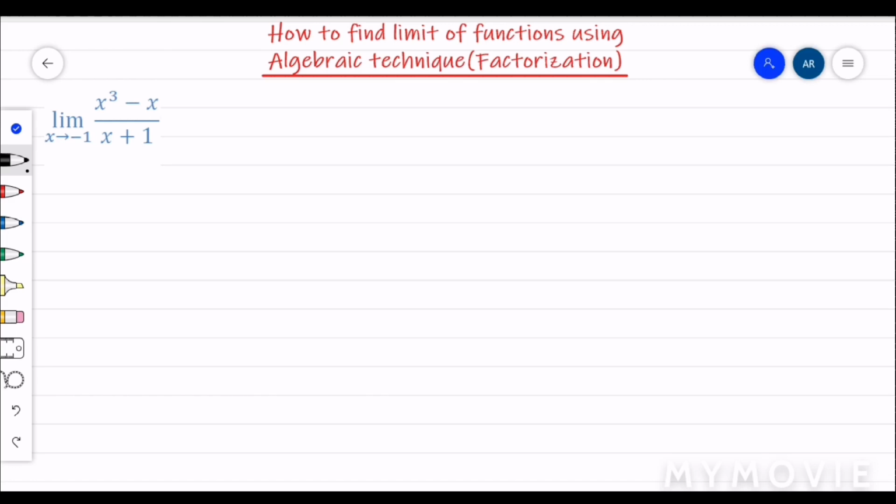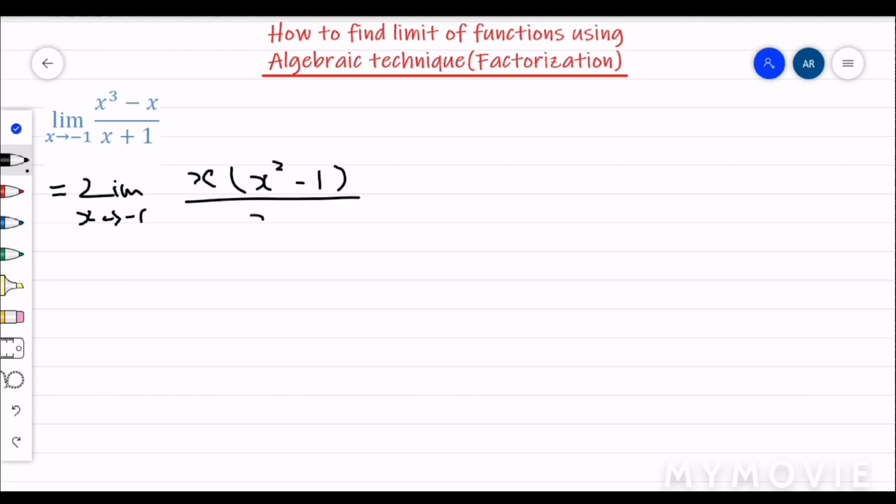And algebraic techniques can be of two types: firstly factorization and secondly rationalization. In today's lesson we'll learn about factorization, because the nature of the given function matches the factorization technique. You can see we cannot factorize the denominator, x plus 1, as it's in its simplest form, and we cannot evaluate it further.